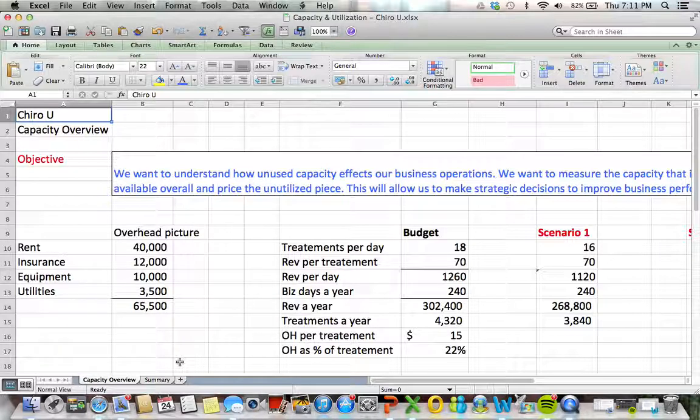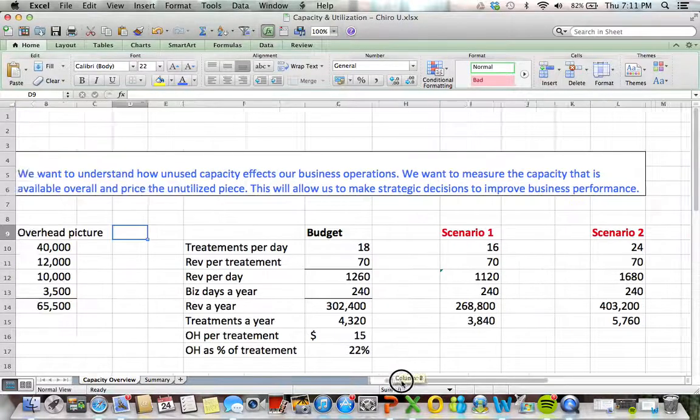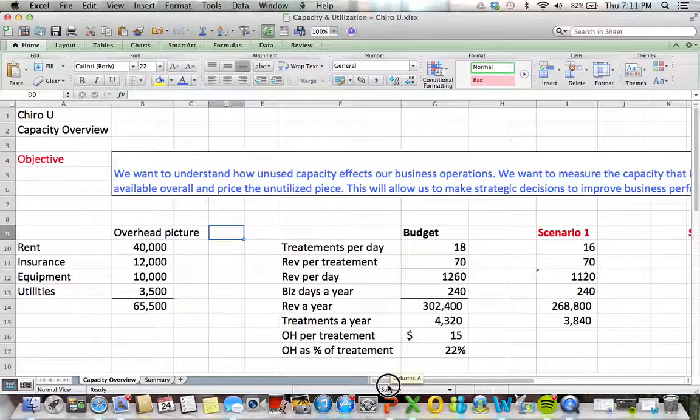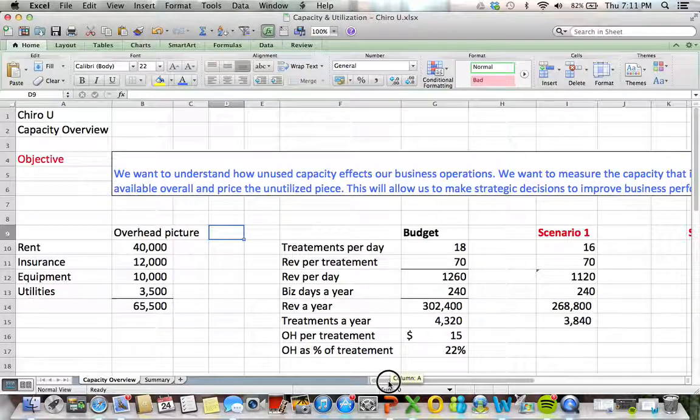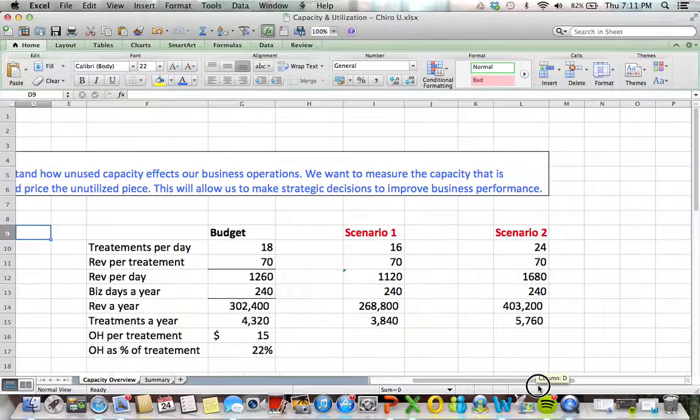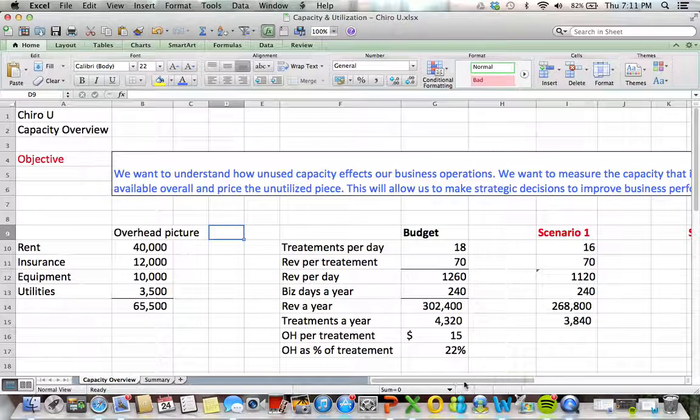Now, the other one, related to fixed overhead production volume variance, is what I want to go over here. This is the one, and what we want to understand here is how unused capacity affects our business operations. We want to measure the capacity that is available overall and price the unutilized piece. This will allow us to make strategic decisions to improve business performance.